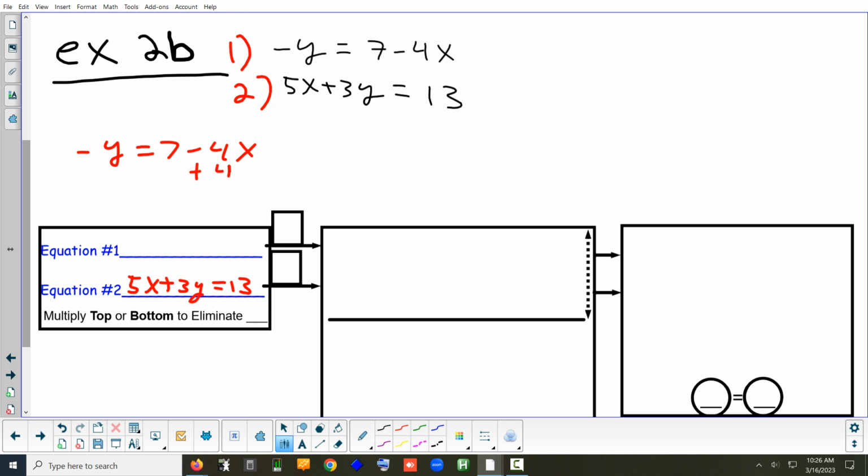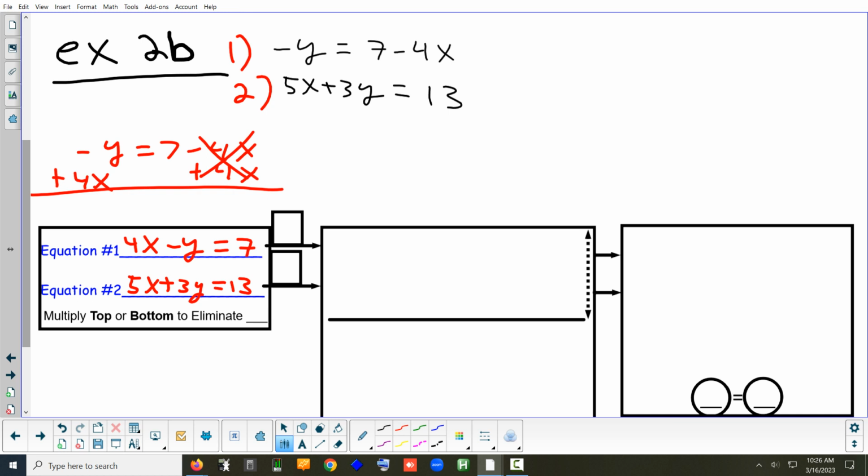Add 4x and add 4x. So we're going to get 4x minus y equals 7.